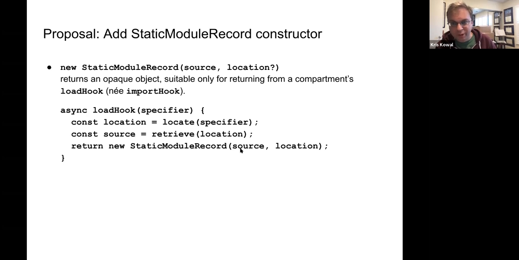This wouldn't be the mechanism that threads import meta URL or any of the other metadata. There is, in the proposal as Bradley has written it today, an import meta hook that is separate from this. So the location is probably, yeah, I move that we strike location from this API.